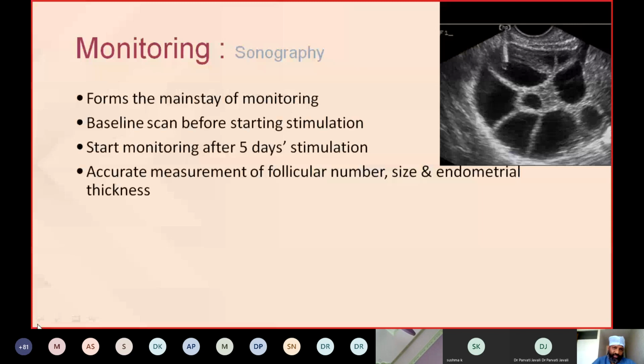If you don't have an ultrasound facility, if you're getting it from a radiologist, please request a transvaginal ultrasound image only. And a baseline scan to rule out if there is a cyst or if there is something that is not identified. So it's better to do a baseline scan on day 2 of the cycle, and after 5 days of stimulation, repeat the scan to know how the stimulation is going, whether you need to add gonadotropin or increase the dose. So accurate measurement of follicular number and size and endometrial thickness is very important.